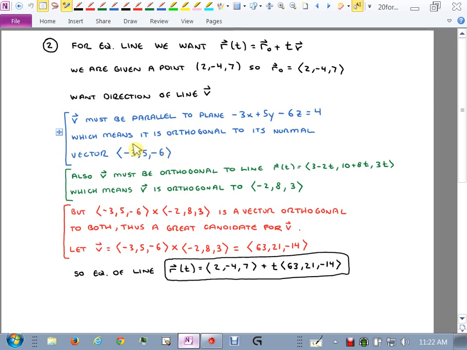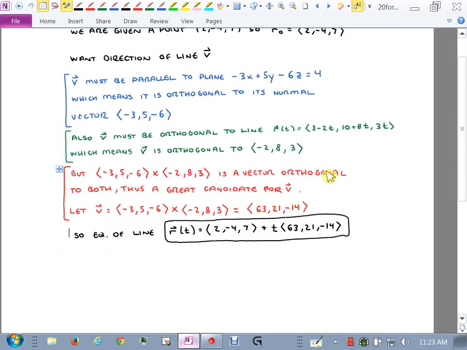So V must be parallel to this plane, right? Which means it's orthogonal to its normal vector. Also, it must be orthogonal to this line, which means V must be orthogonal to the direction vector of that line. But the cross product of those two vectors is a vector orthogonal to both, thus a great candidate for V. Let V be the cross product. We had the point. Here's our direction. We're done.